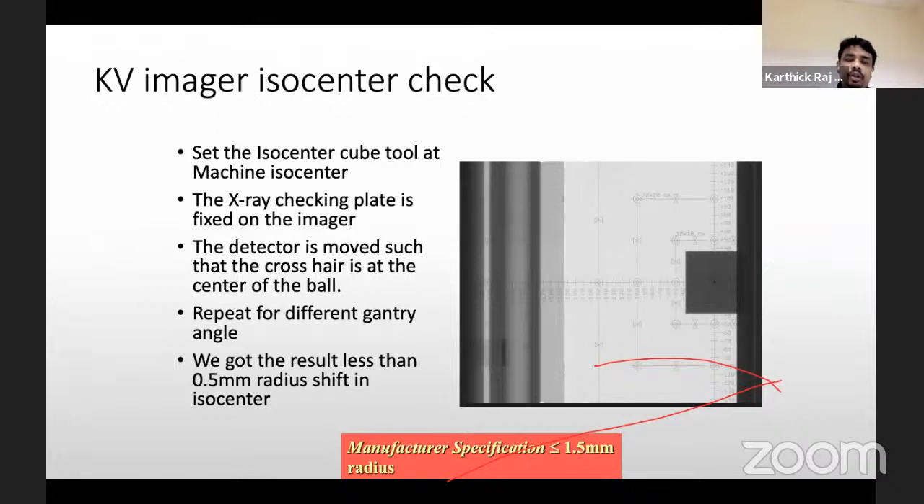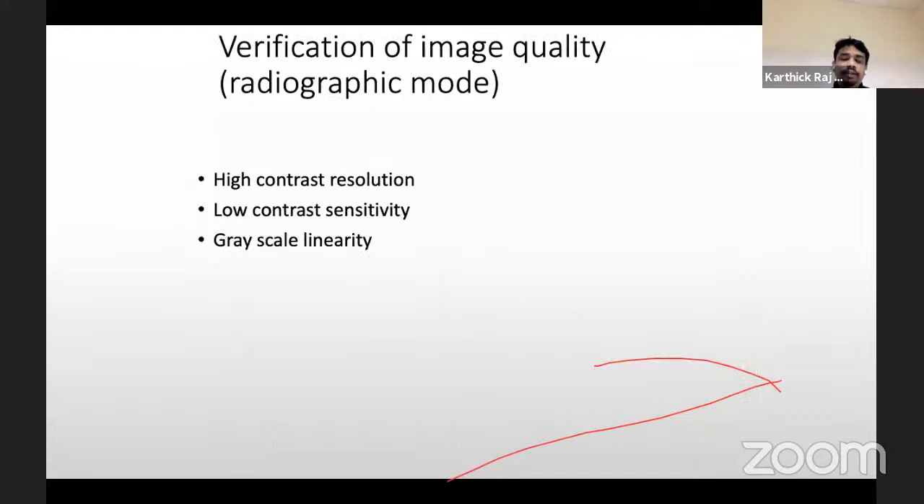Sometimes there are new machines which have very good tolerance, about 0.5 millimeters. But with the old machines, like the Clinac and the Synergy models, the imager accuracy is not that great, probably within plus or minus 2 millimeters. Okay, then we talk about some image quality checks quickly.